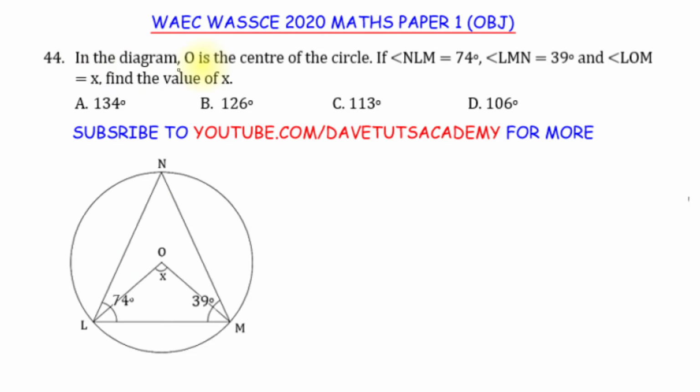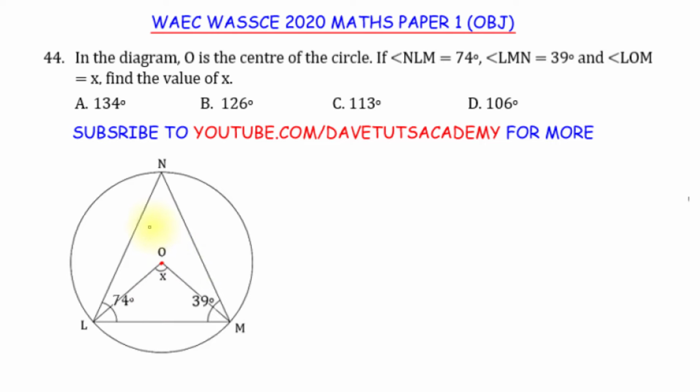In the diagram, O is the center of the circle. So this O, that's the center of the circle. Then if angle NLM, this whole angle, is 74 degrees, and angle LMN, this whole angle, is 39 degrees, and then angle LOM, this angle is X. We have to find the value of X. So how do you go about solving this question?